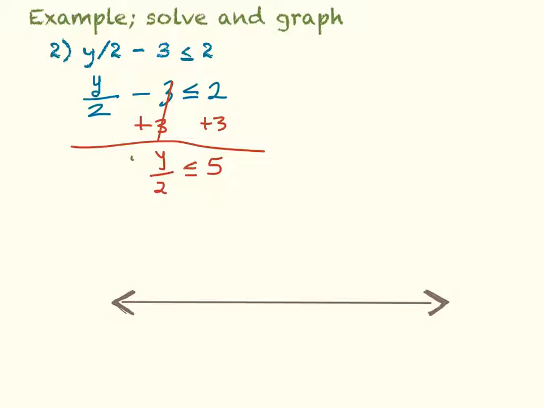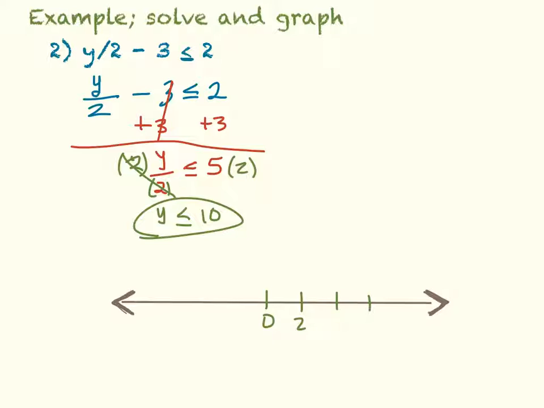And then I multiply both sides by 2 so that those cancel out, leaving me with y is less than or equal to 10. And that's my final answer. So I graph that. Going by 2's there. So if y is less than or equal to 10, on 10 I'm going to have a filled in circle because it's or equal to, and it's anything less than that. So that is my graph. And I'm done.